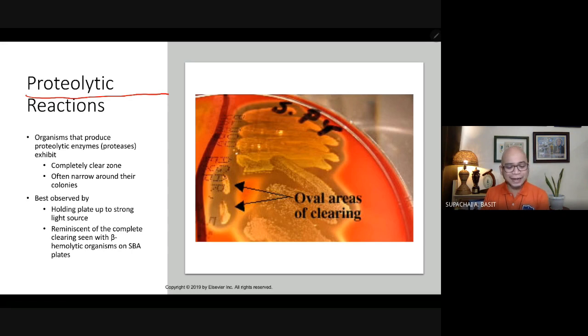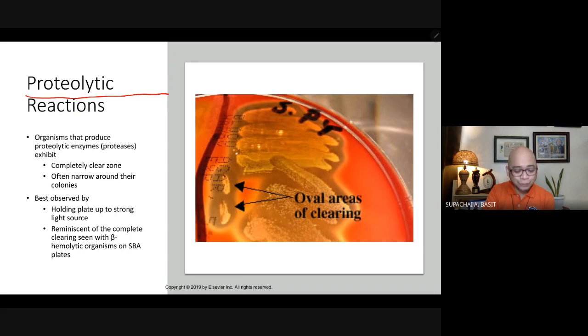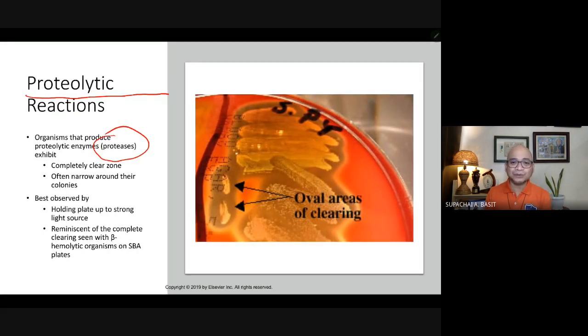Proteolytic is actually the ability of the enzyme to break down protein. That would be possible because of proteolytic enzymes that we usually call proteases. So, how do we know if there is a proteolytic reaction? There would be a clear zone.